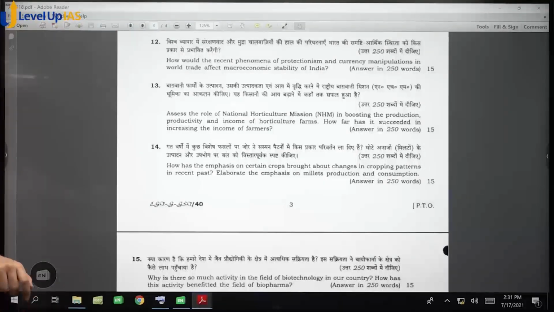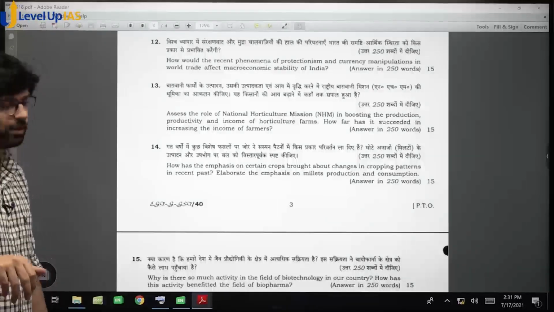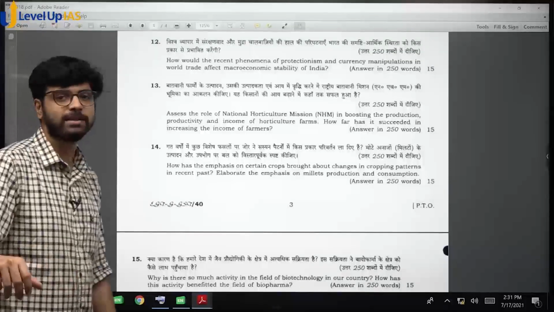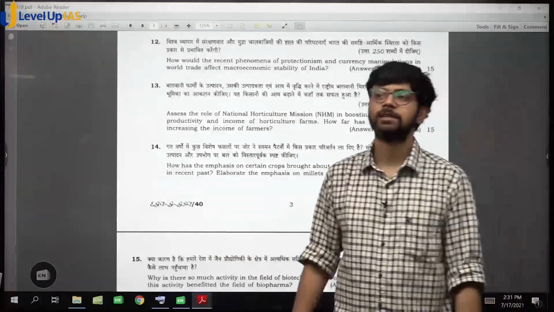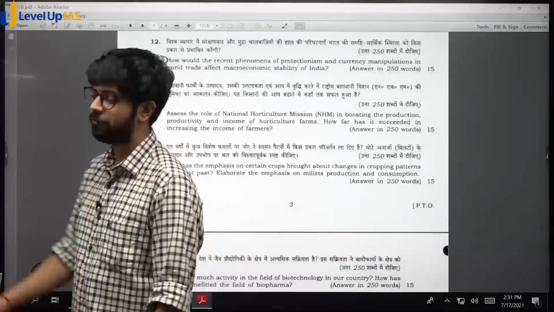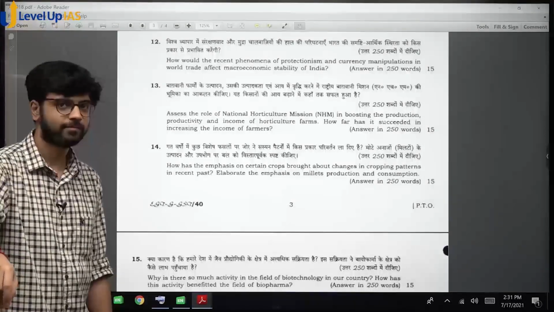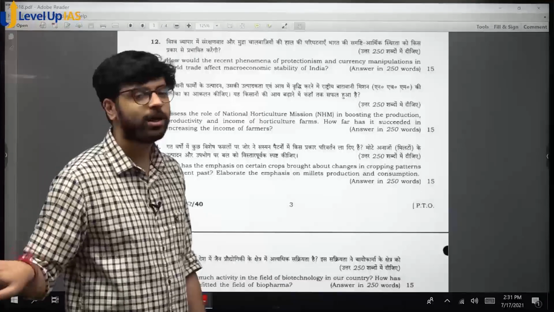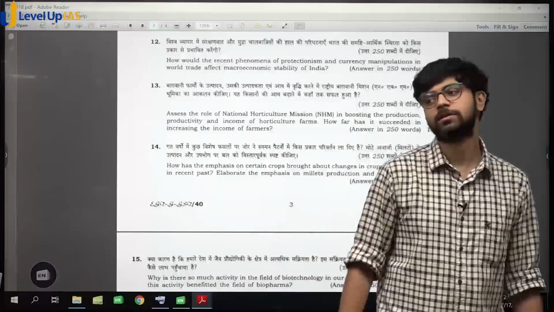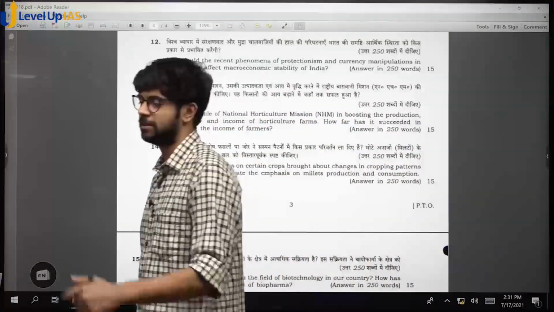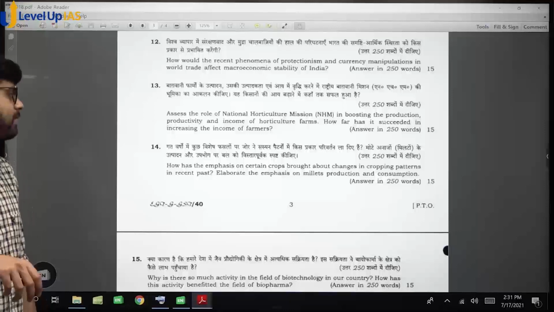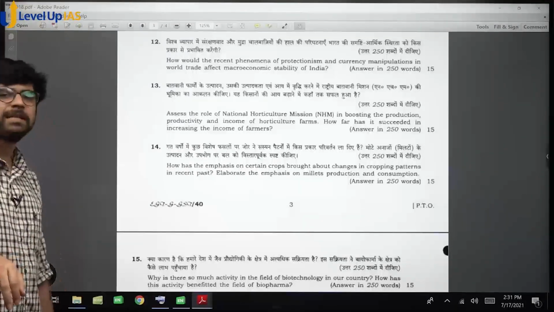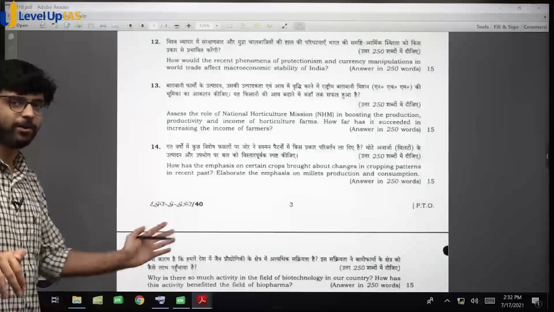How has the emphasis on certain crops brought about changes in cropping patterns in the recent past? Very broad question. The second part is specific. Elaborate the emphasis on millets production and consumption. What are millets? Any idea? Coarse grains. What are coarse grains? Have you heard of ragi? Have you heard of jowar? Have you heard of bajra? Millets. Don't confuse them with pulses. Pulses, what are pulses? Moong, tur, chana, all pulses. Millets are something very different. Millets are coarse cereals. Where they are grown and how they grow, we'll see that in brief, because that part of agriculture comes in geography.